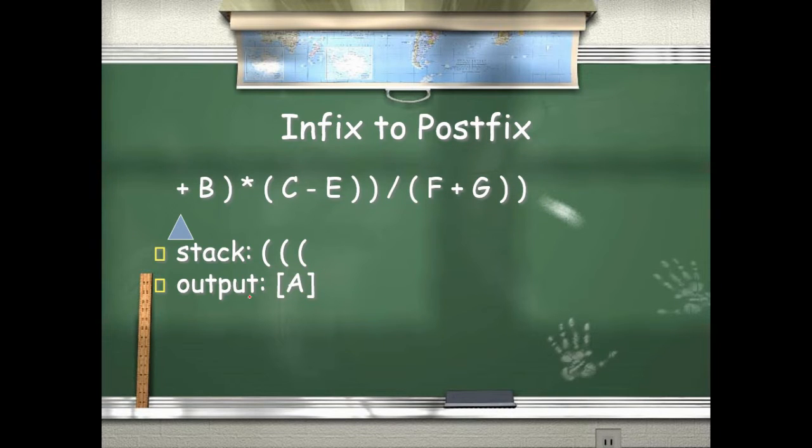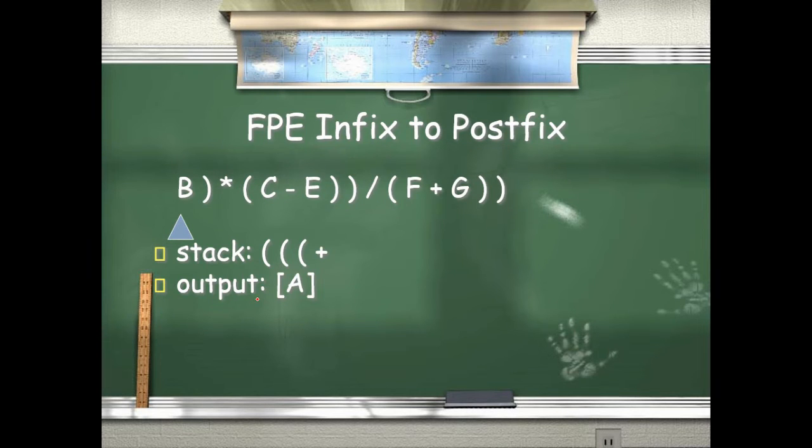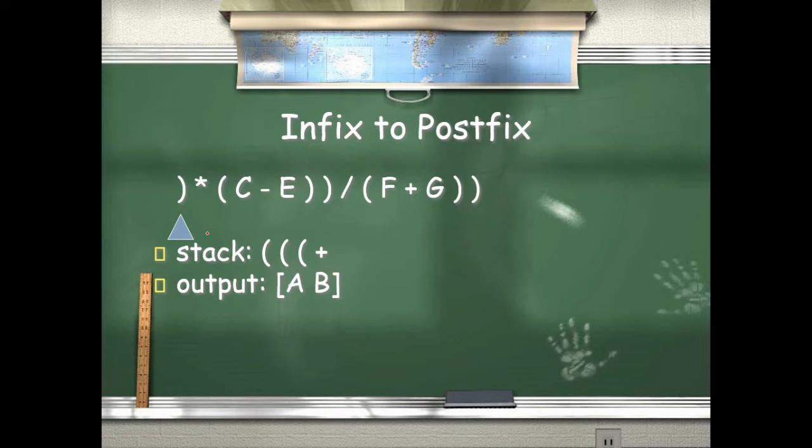Now A is an operand, so you are going to put it into the output. Then this plus is an operator, so it will be in the stack. Then B is an operand, so it should be here. And now see, this is a closing parenthesis. It means wherever this plus and opening parenthesis start, this operation has to be evaluated. So as soon as this operation has to be evaluated, this plus will be transferred here. So it will be AB plus, like that.